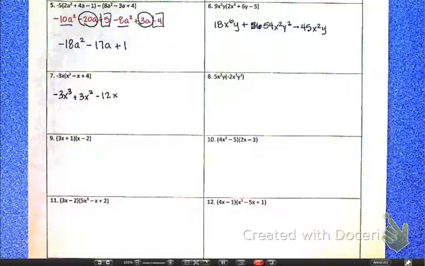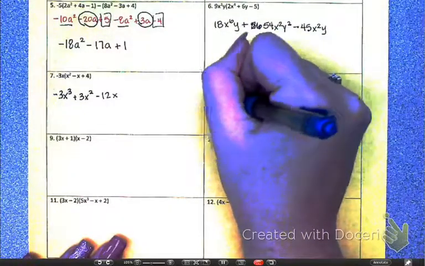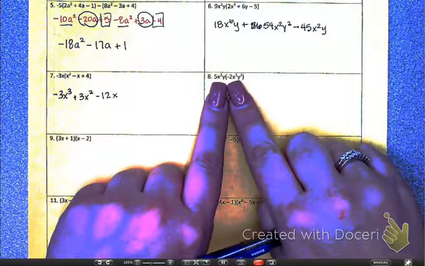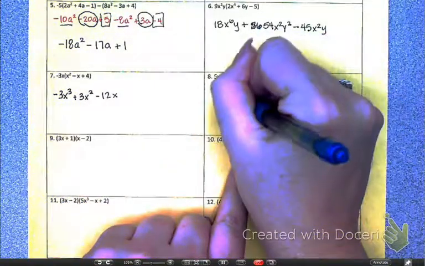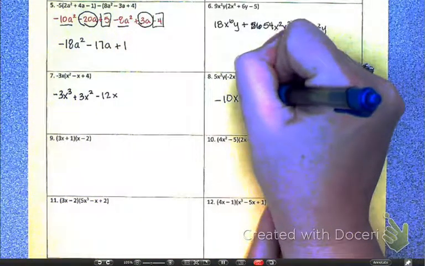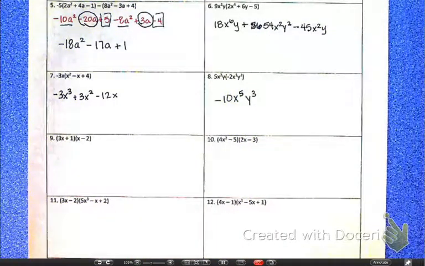Number 8 is just distribution as well. Okay, where do I start with this one? The 5 and negative 2, right? The coefficients. So 5 times negative 2 gives you negative 10. I have x squared times x to the third. What's that? x to the 5th. And y times y squared is y to the third. There's only one term, so there's nothing to combine there.